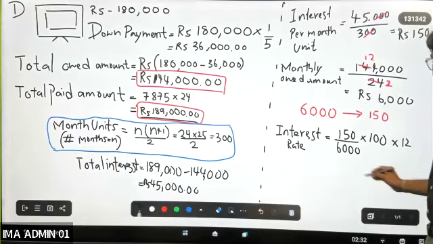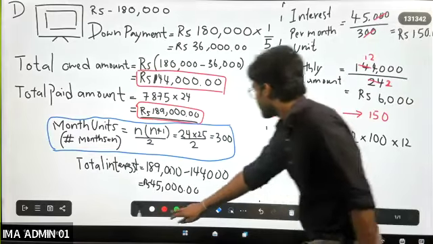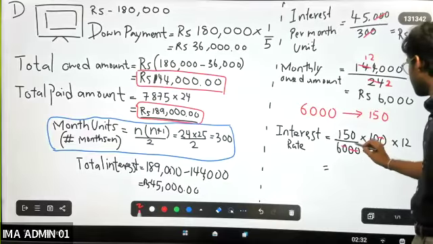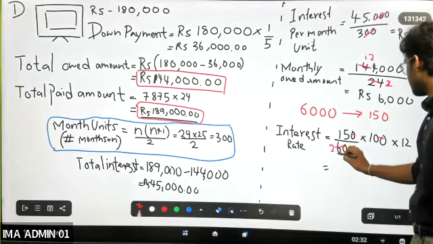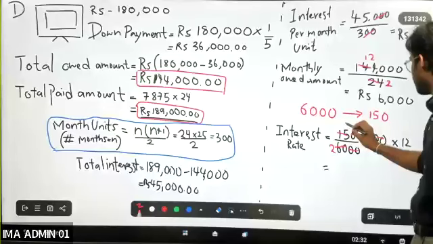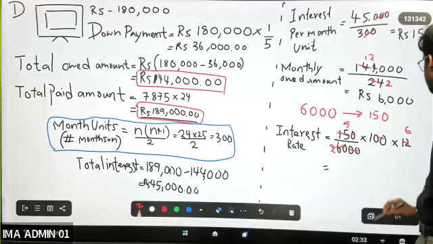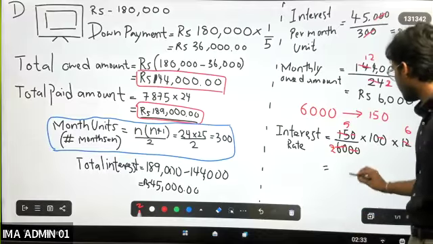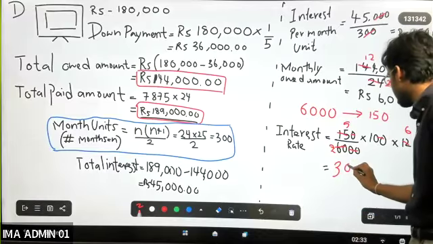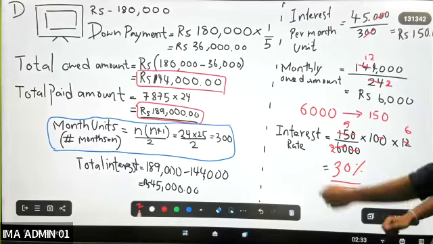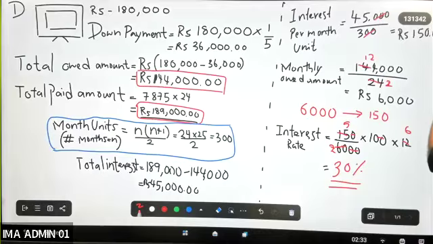What's the value then? The answer is, these zeros get cancelled. This and this get cancelled. 2. I divide both by 3. Then it's 5. And I could divide this by 6. 6 multiplied by 5, which is 30, so 30%. So this is the answer.